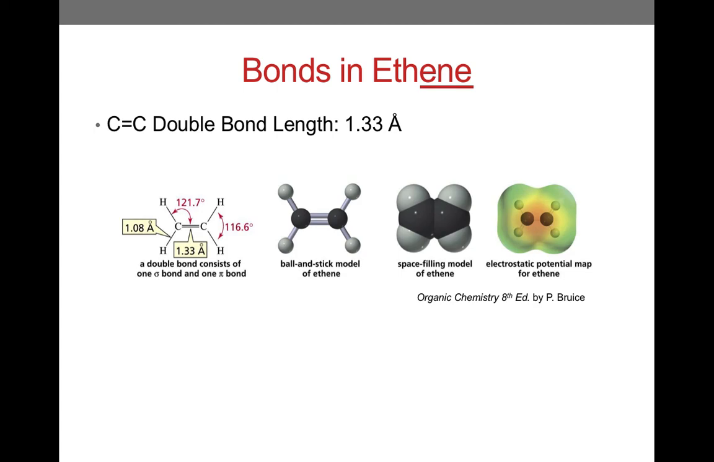Now on to ethene. Notice the ENE ending that is underlined in the name. This suffix indicates that this molecule is an alkene, which means that at least one carbon-carbon double bond is present. The length of the carbon-carbon double bond is 1.33 angstroms.